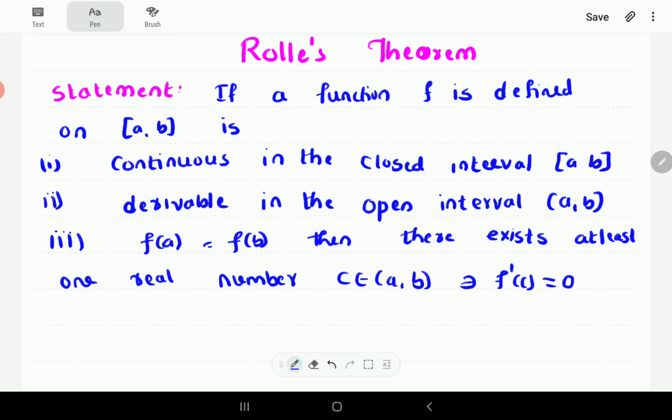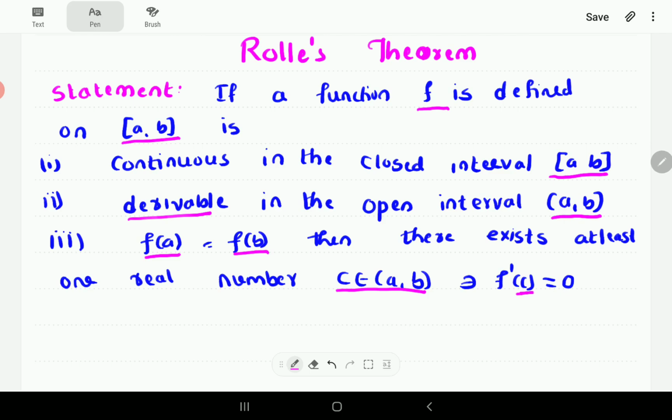The statement says that a function f is defined on the closed interval [a, b]. It is continuous in the closed interval [a, b], and the given function is derivable in the open interval (a, b), and the third condition is f(a) is equal to f(b). If all these three conditions are satisfied, then there exists a real number c in the open interval (a, b) such that the derivative at that point is equal to 0.